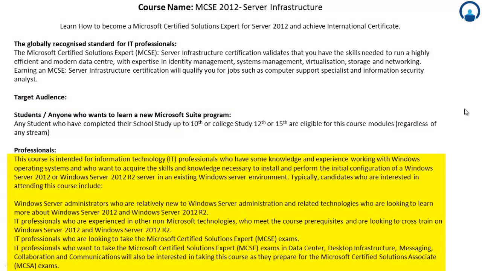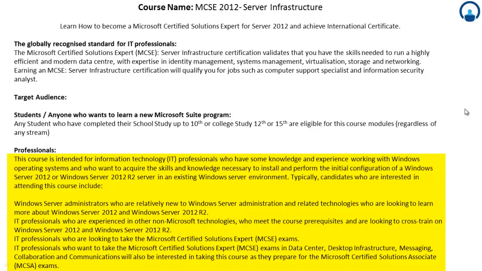Professionals. This course is intended for information technology, that is IT professionals who have some knowledge and experience working with Windows operating systems and who want to acquire the skills and knowledge necessary to install and perform the initial configuration of Windows Server 2012 or Windows Server 2012 R2 server in an existing Windows Server environment.